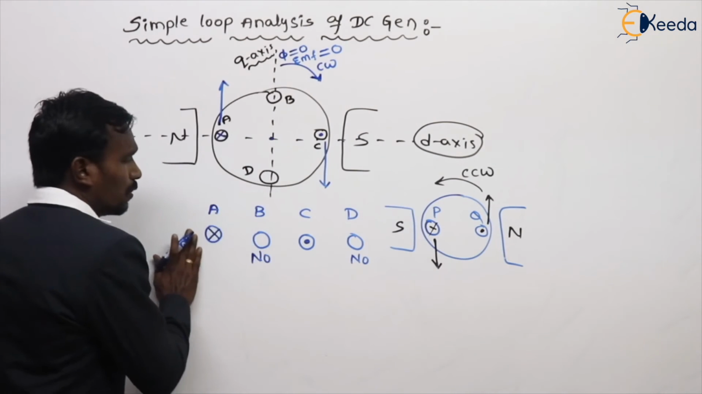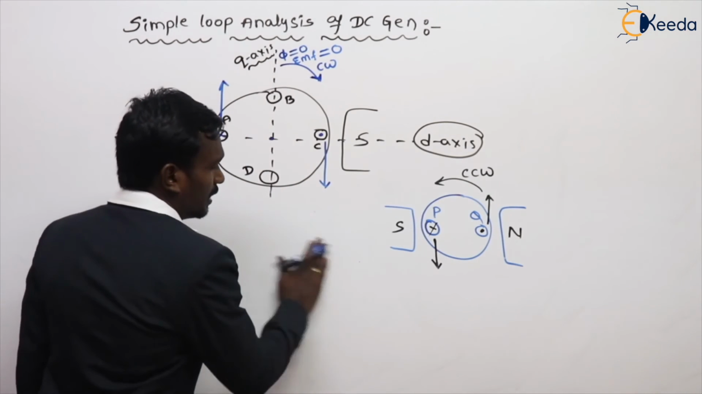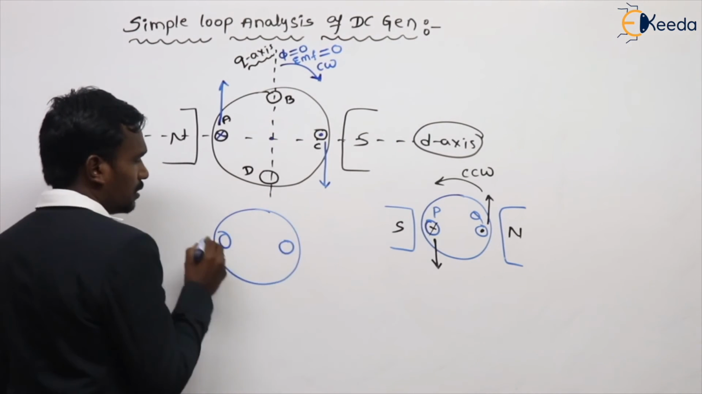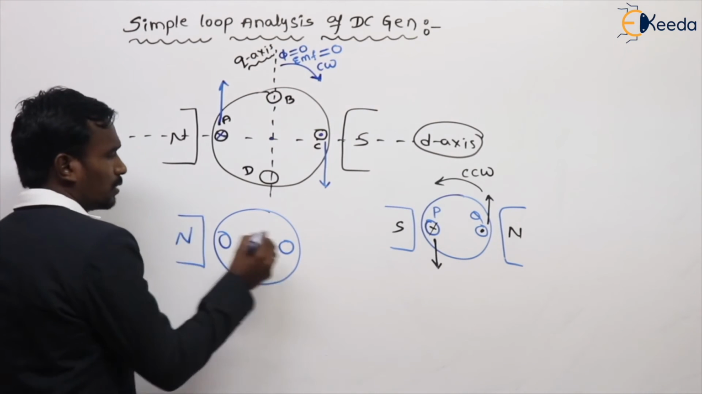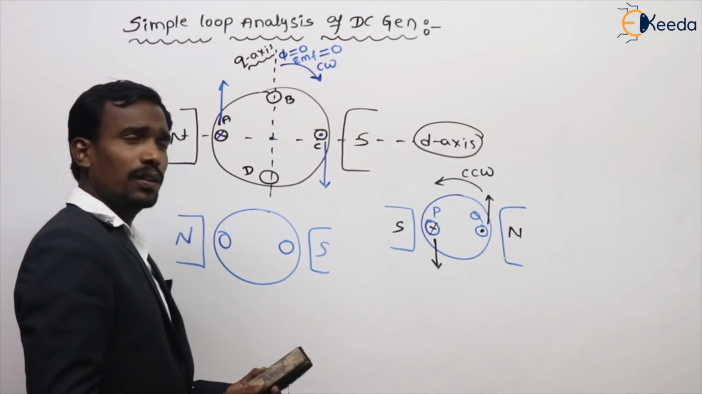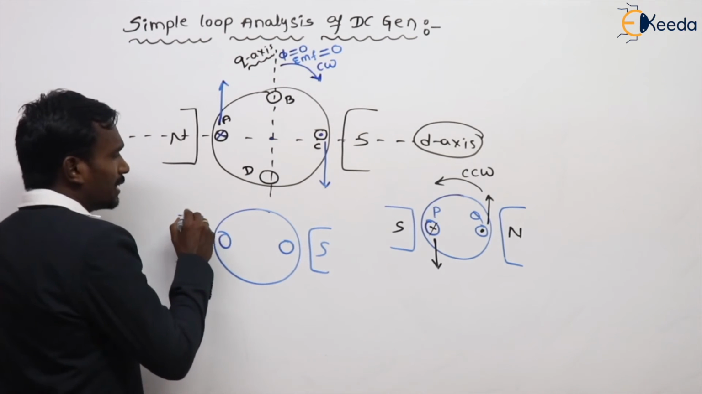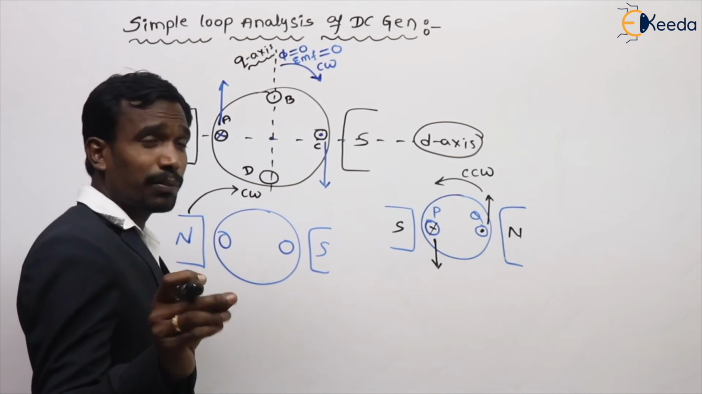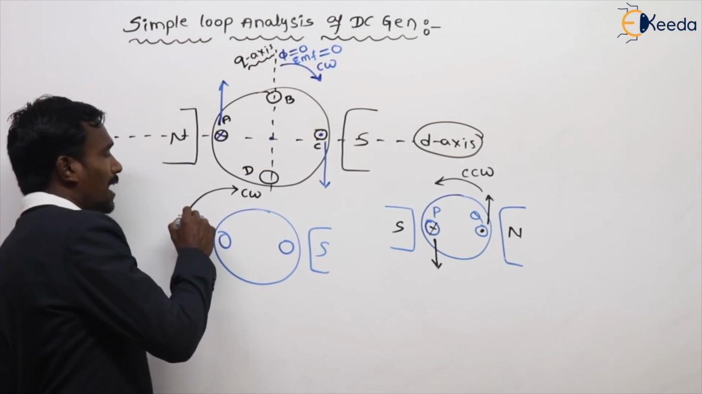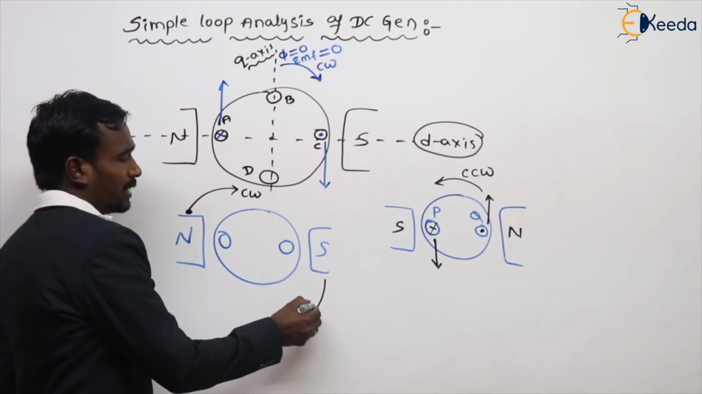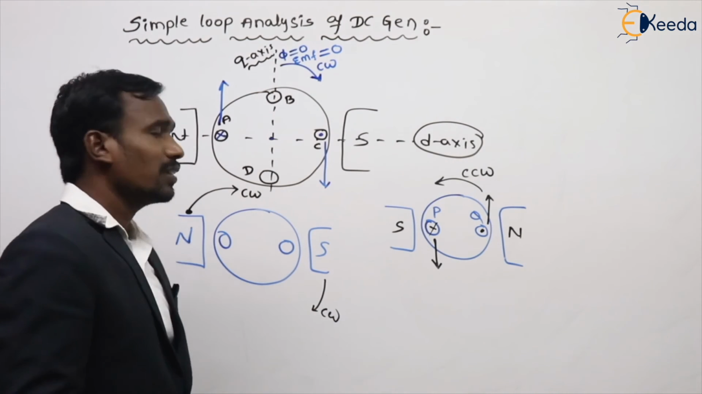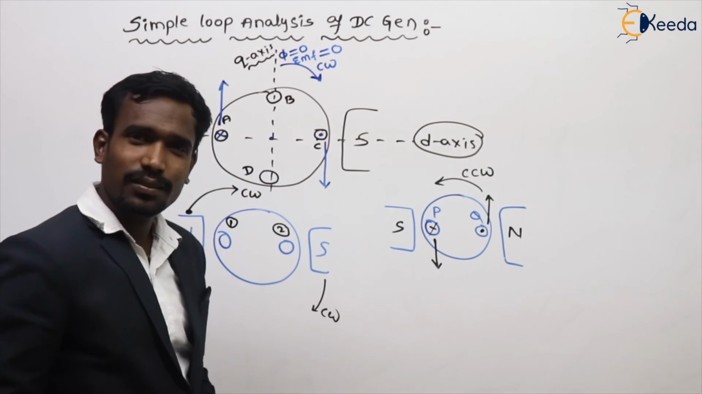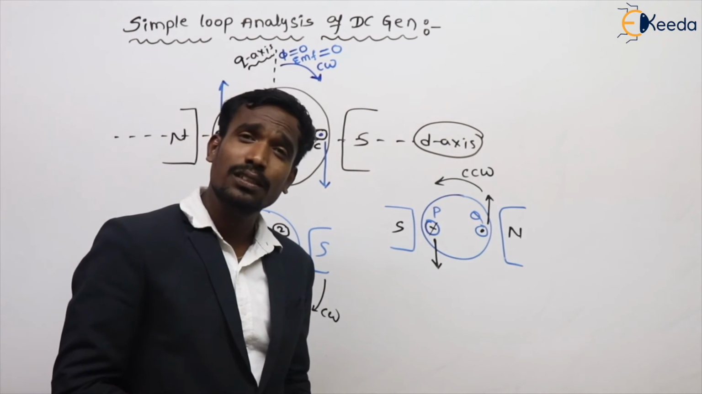How will they ask? For example, let's see here. This is my rotor, which has a north pole and a south pole. Here my magnetic field is rotating in clockwise direction. See here carefully, I am not saying my rotor is rotating. My magnetic field is rotating in clockwise direction. Then what is the EMF in the first conductor? What is the EMF in the second conductor? Can you tell me how it is?